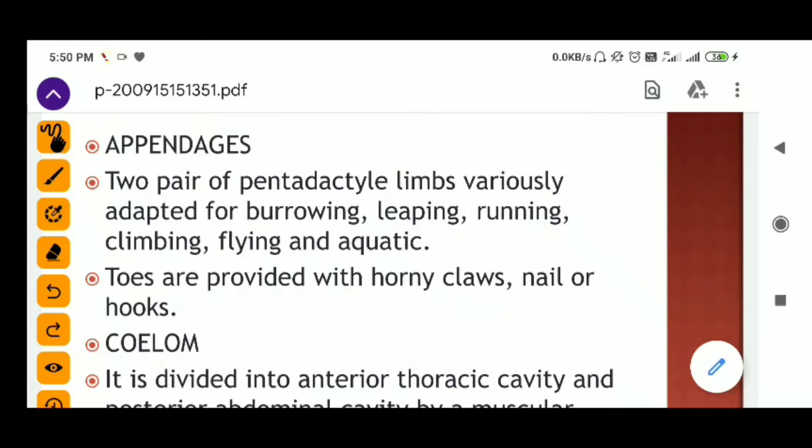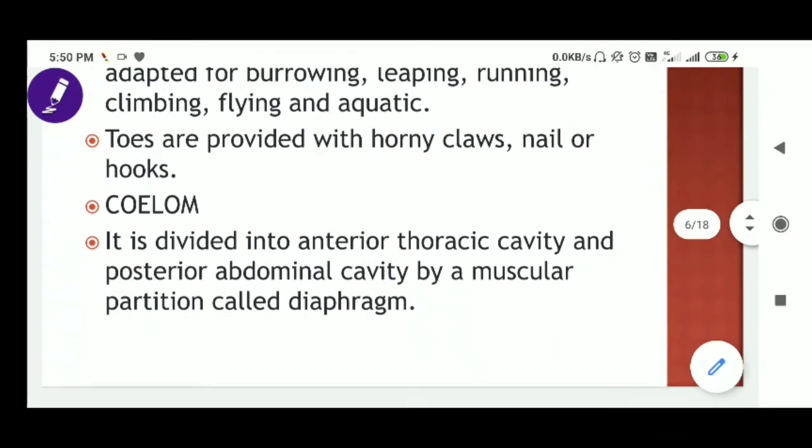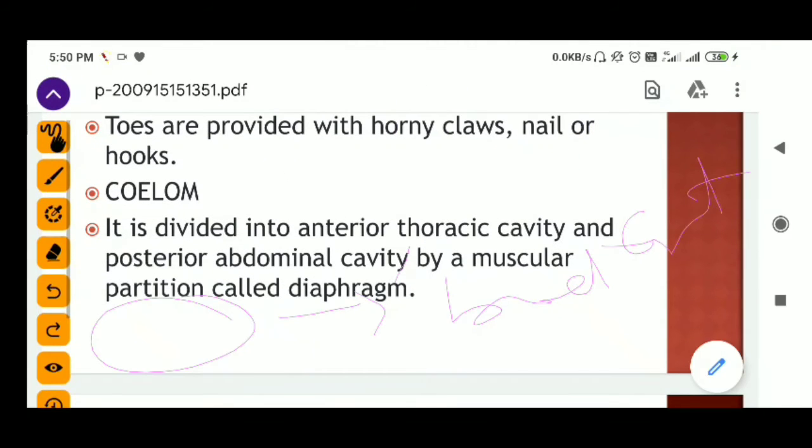Coming to the coelom, which is a body cavity. In mammals the coelom is divided into the anterior thoracic cavity and the posterior abdominal cavity. Both are separated by a muscular partition called the diaphragm, which divides the anterior thoracic and posterior abdominal cavity.